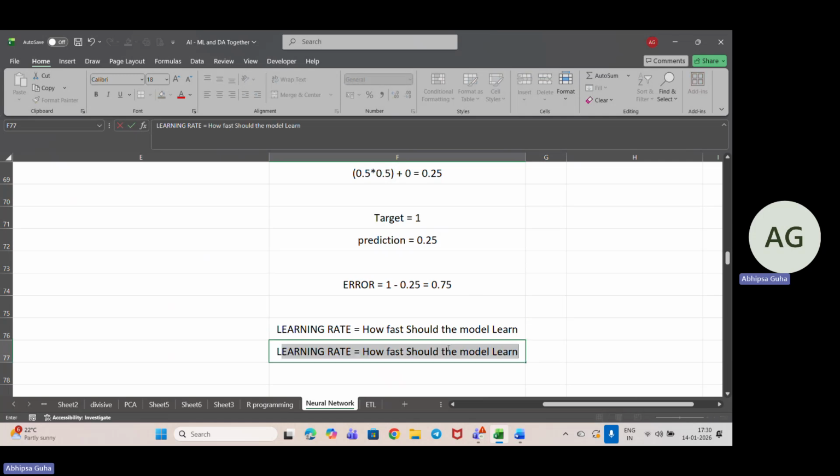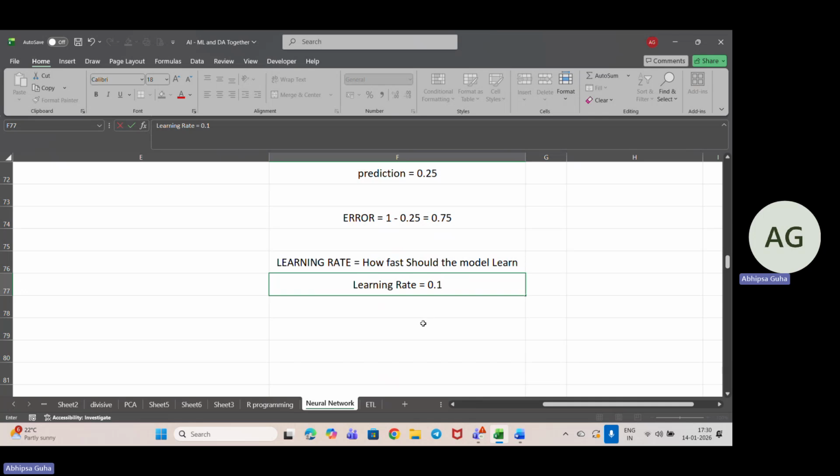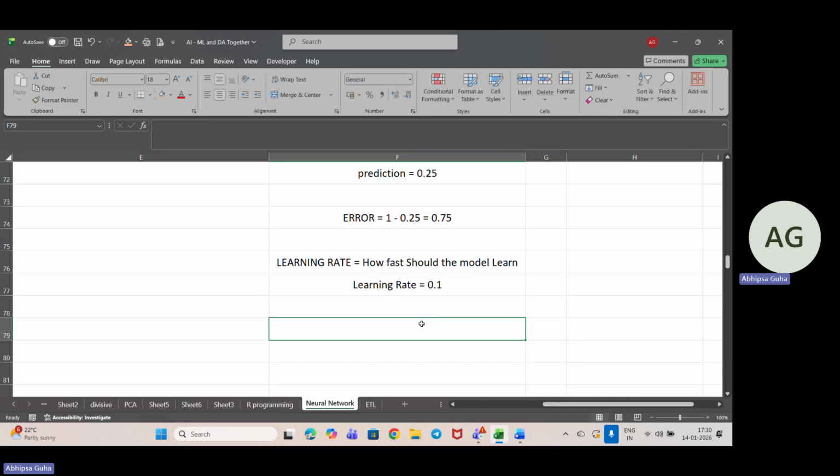So suppose I am taking the learning rate as 0 point. We can't take the learning rate too high and we can't take it too small. So I need to take a value accordingly by which my model will be learning. Okay. So for this case, I am taking my learning rate as 0.1. Now I need to fix the output weight. What is my output weight? That I need to fix. Now I need to update the weight.